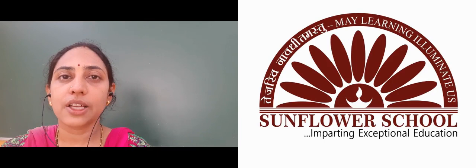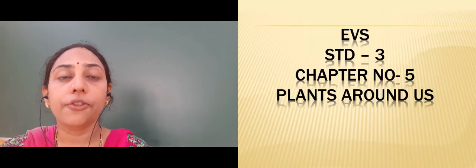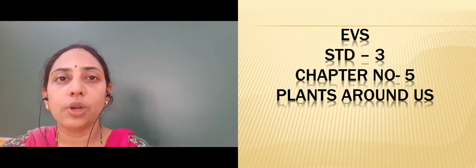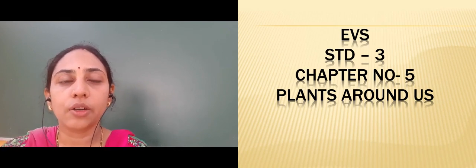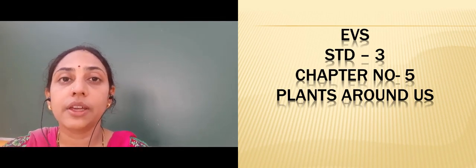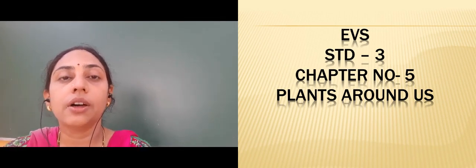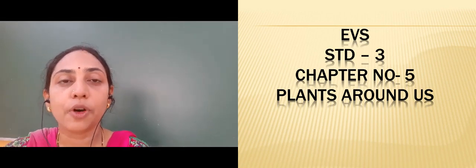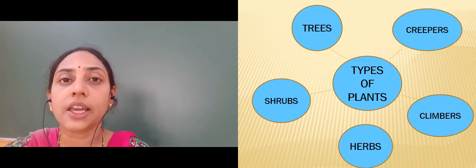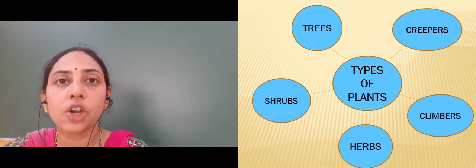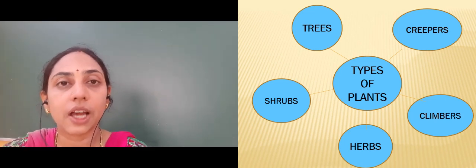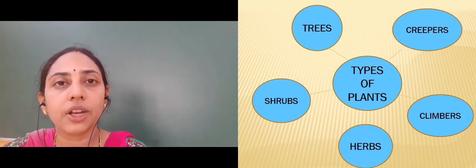In our last class we were discussing the different plants around us. So the chapter was plants around us. Whenever you go to a garden or a park, you can see different plants based on their size, the type of leaves they have, right? Based on their shapes, the plants can be classified as trees, shrubs, herbs, climbers and creepers. In our last video we discussed trees.